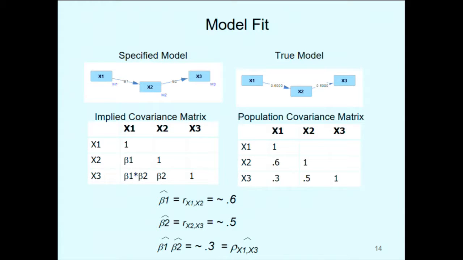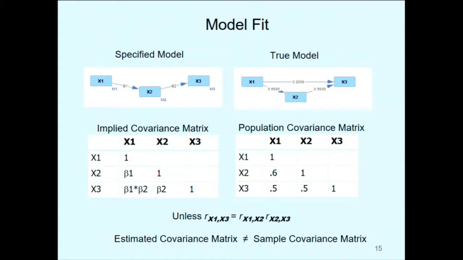So far, so good. Now suppose that the true model has x1 causing x2 with 0.6, x2 causing x3, but x1 also causes x3 with a coefficient of 0.2. So that's the true model. But this is the model you specify and estimate. Your model is wrong. How do you know it's wrong? What's the model fit that tells you you're wrong?